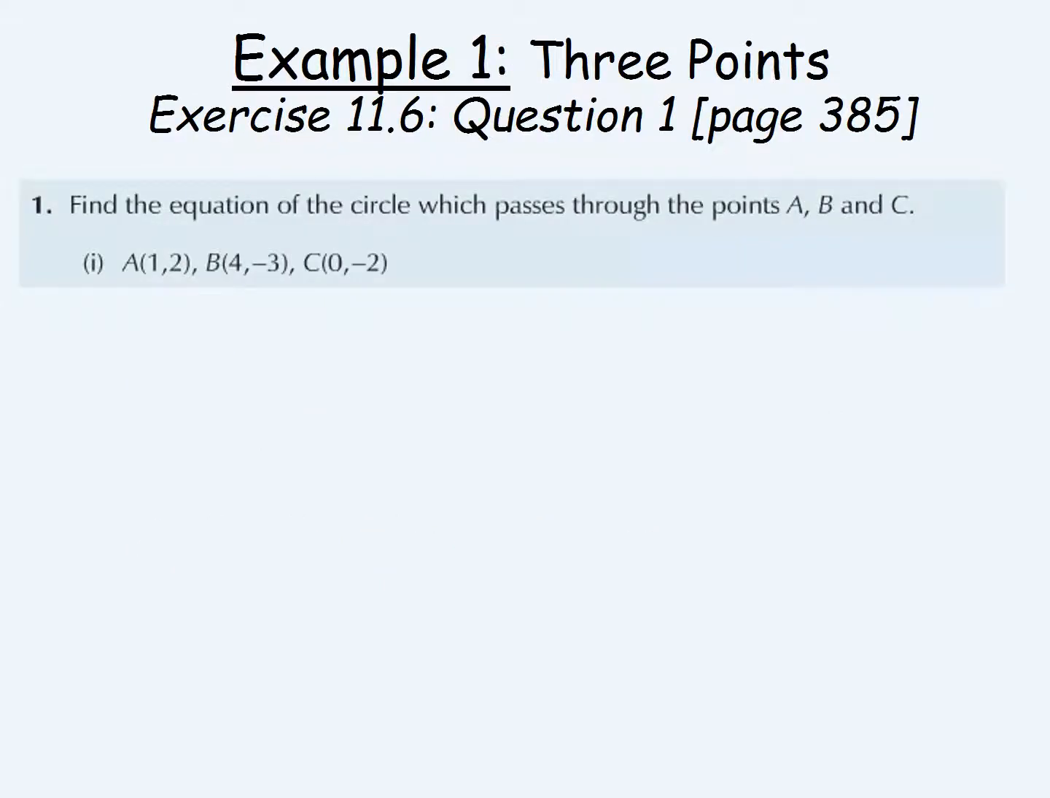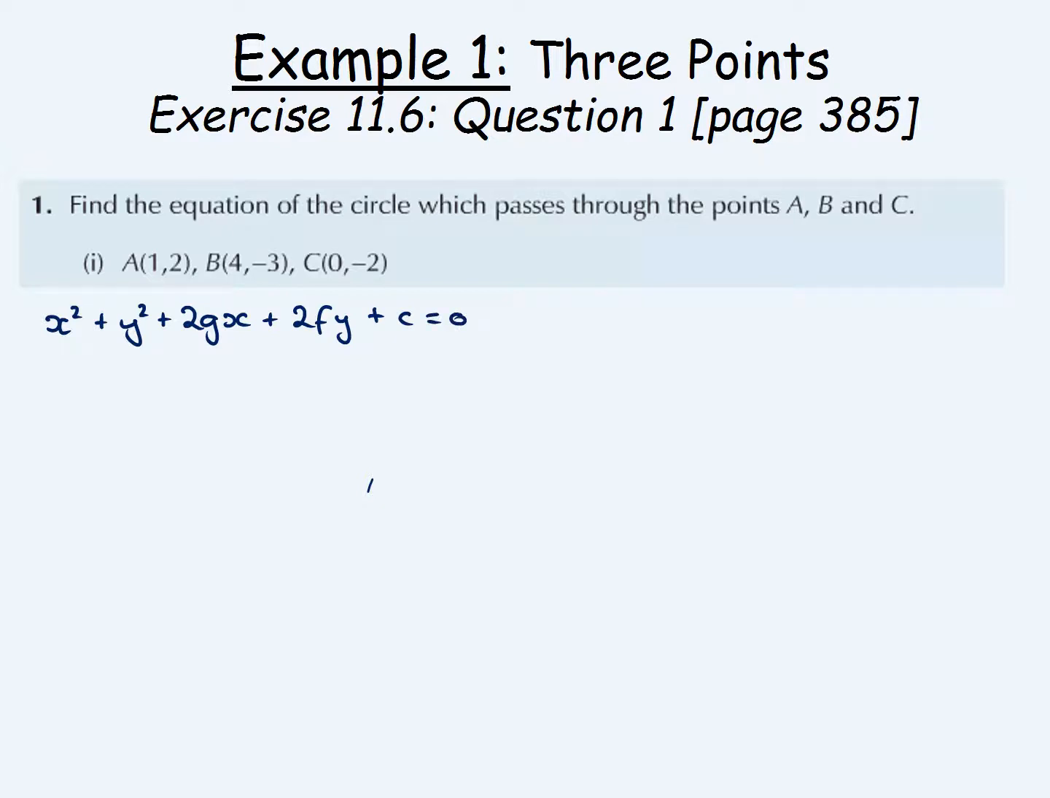Here's example 1, and this is where we're given 3 points. I've taken this from 11.6, question 1. So let's work through it. Find the equation of the circle which passes through the points A, B, and C. What we start with is our equation of a circle formula: plus 2gx plus 2fy plus c equals 0.